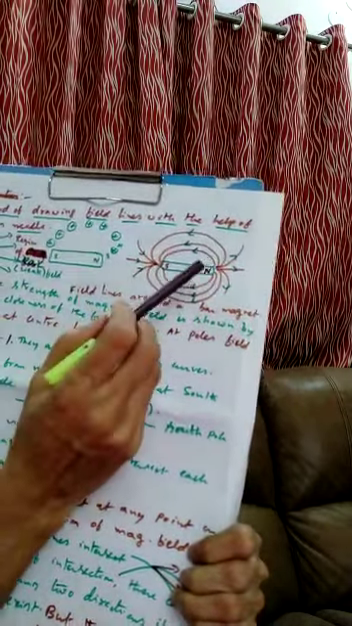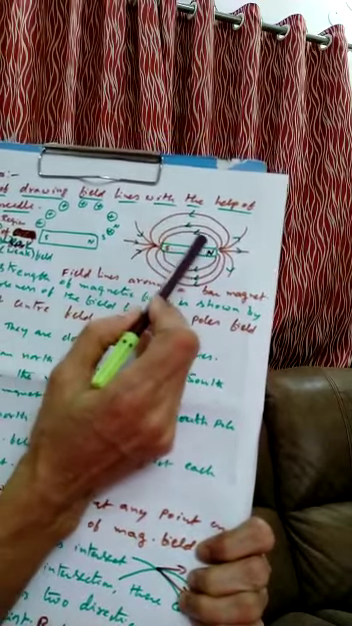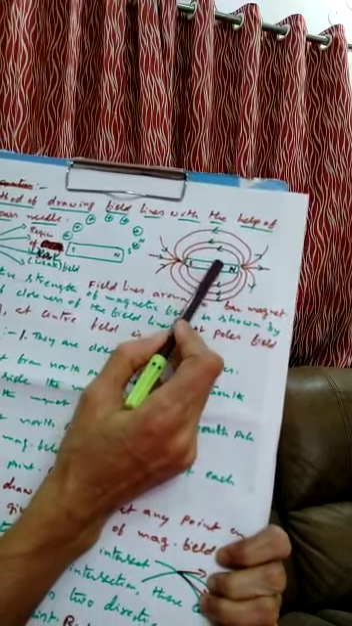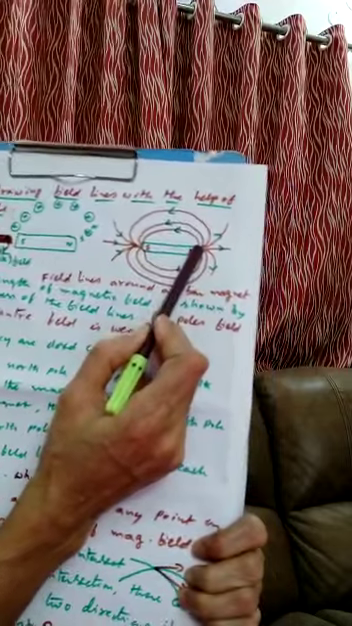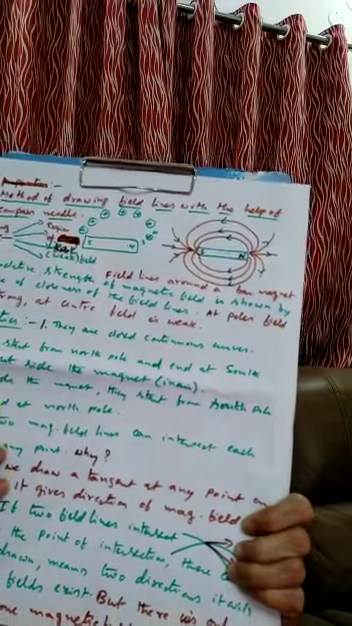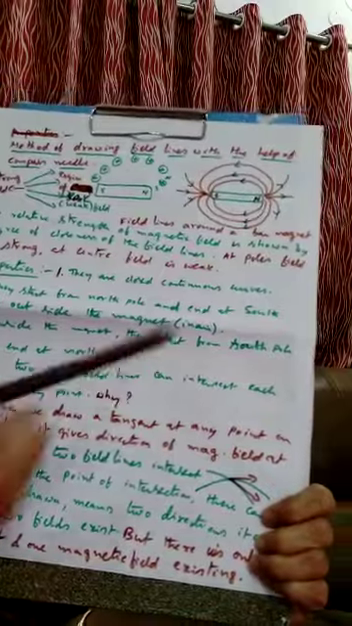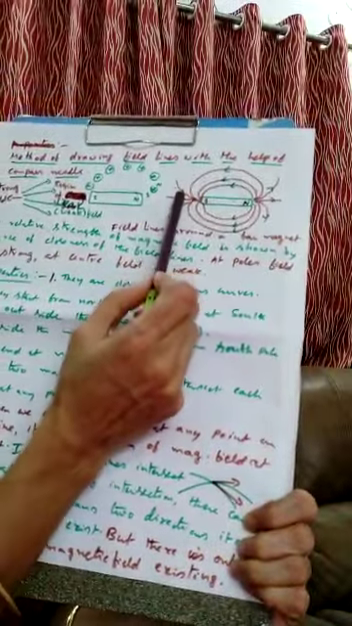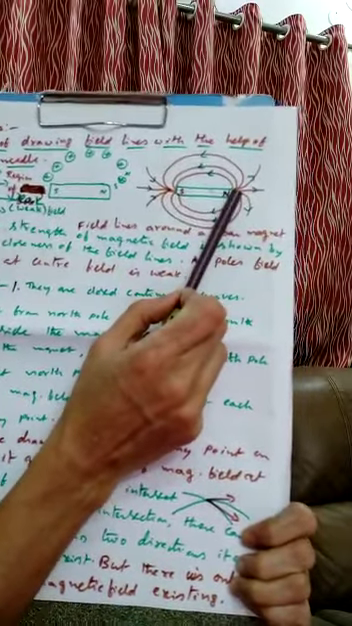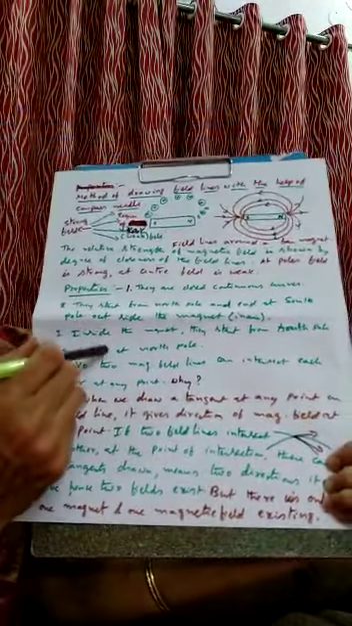Why? Because outside the magnet, the field lines start from North Pole in the air and end at South Pole in the air. But inside the magnet, they start from South Pole and end at North Pole. So they are closed continuous curves. Got it? How many points have we studied? Three. What are they? They are closed continuous curves. Second point, they start from north and terminate at south in air. But inside the magnet, they start from south and terminate at north. So they are closed continuous curves. These are the points here.